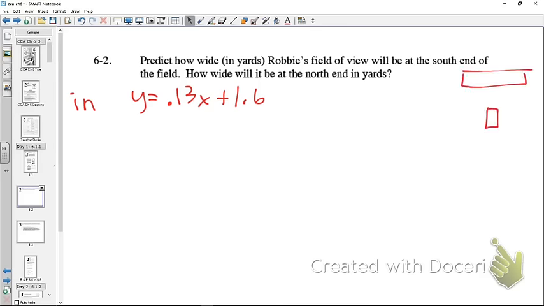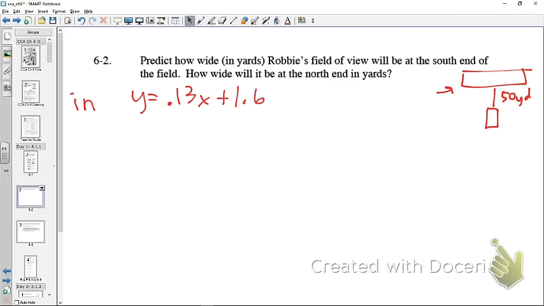South end of the field is here. That's the south end, and that's 50 yards away. Okay? So we have to convert 50 yards into inches because this problem is in inches. Find how many inches when we predict, and then crank it back out into yards. So I will demonstrate this with one problem.